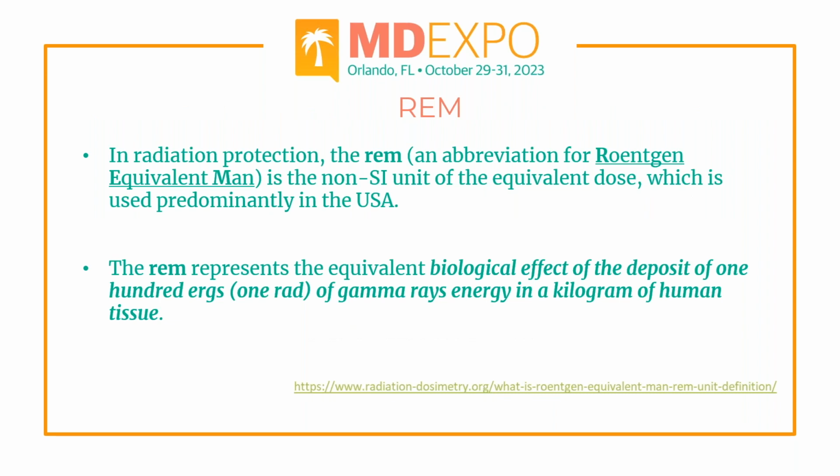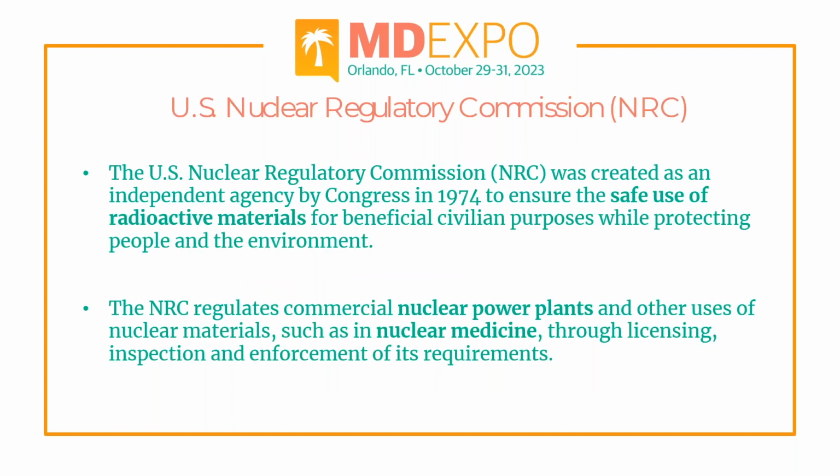And REM is that unit that we use in the United States, and it is an abbreviation for Roentgen equivalent man. It's a non-SI unit, and it's predominantly used in the United States. I'm making a particular point here because outside the United States, they use a different unit for radiation protection. I'll show you in a second. So the definition of REM is that it represents the equivalent biological effect deposited by 100 ergs, or 1 rad, of gamma rays in a kilogram of body tissue. And if you want to go through the details, it's available in there.